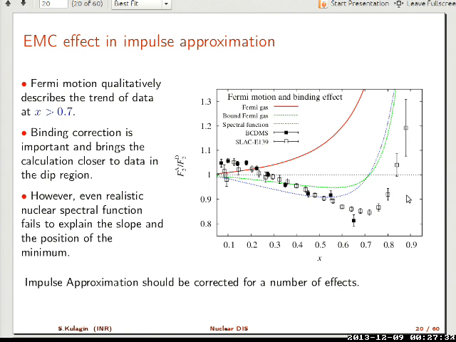If we add some simple-minded binding potential of the order of, say, 50 MeV for heavy nuclei, then we would get the green curve here. And the blue one is what we get if we plug in a somewhat more realistic spectral function, which I tried to describe here. The nucleus here is iron.